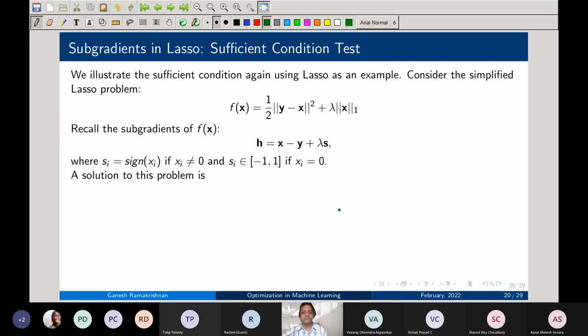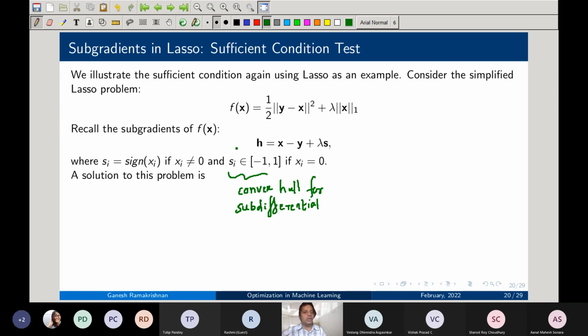So there's the lasso problem, which I've simplified, replacing Ax with just x. The same old simplified problem from the last class. And we had written down the subgradients of f(x): h is x minus y plus lambda s, where s_i is the sign of x_i if x_i is not equal to 0, and s_i is between -1 and 1 otherwise. Exactly the same convex hull. This is basically a convex hull for the subdifferential. So far so good.